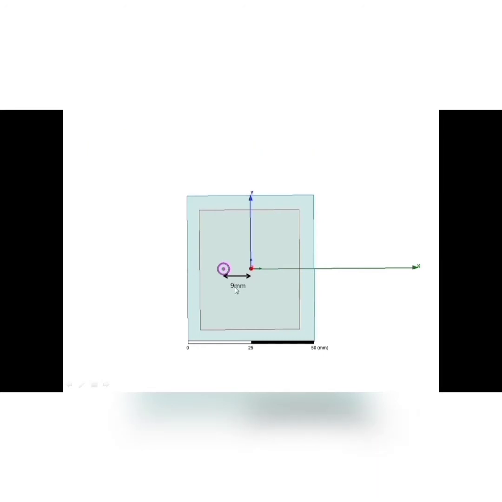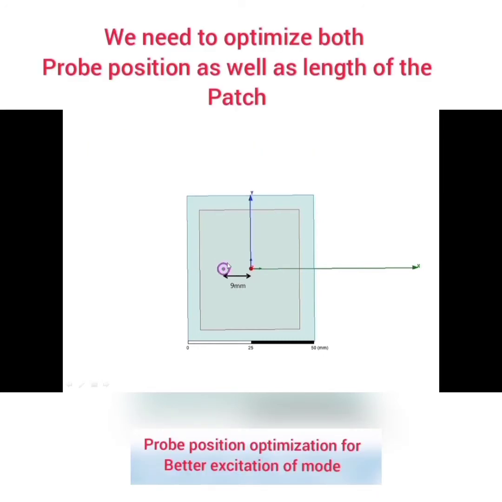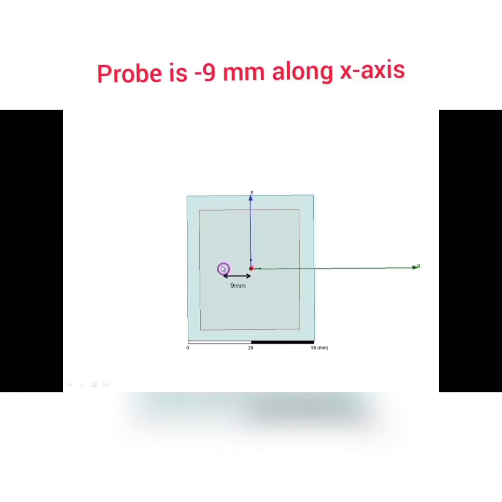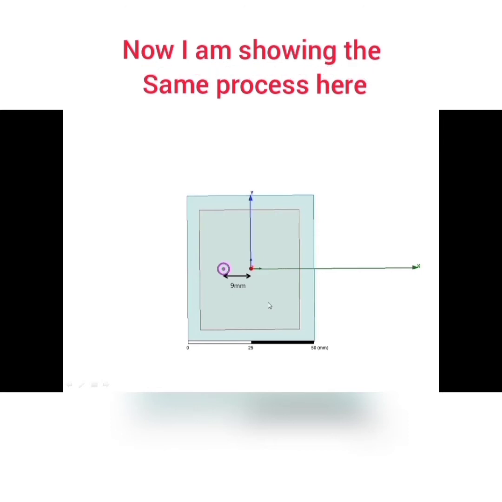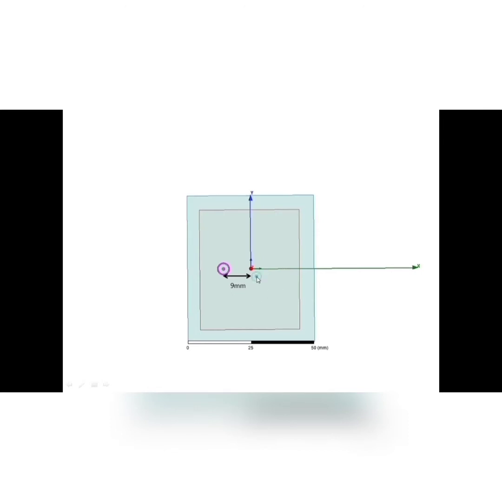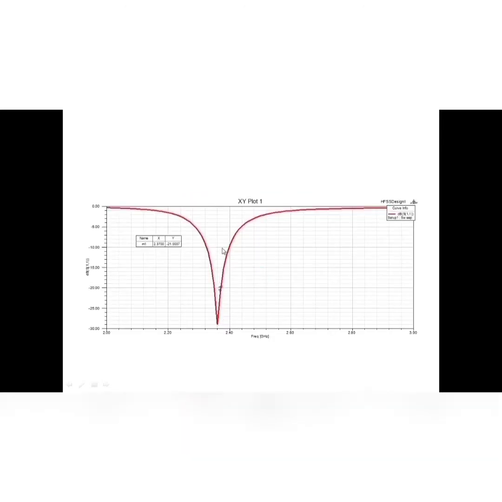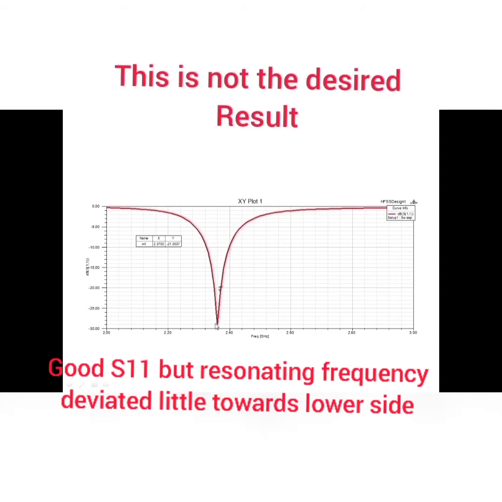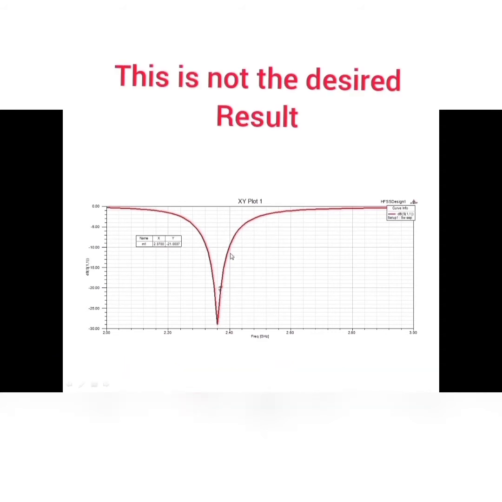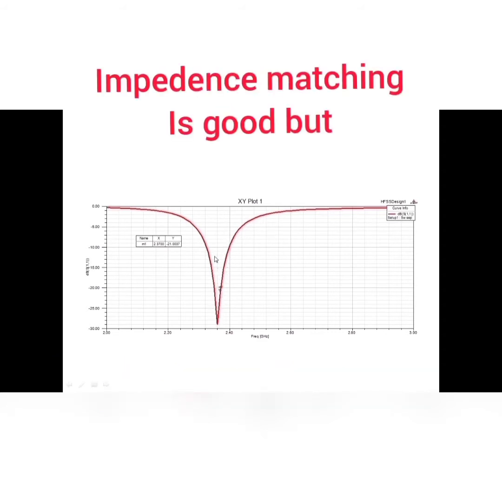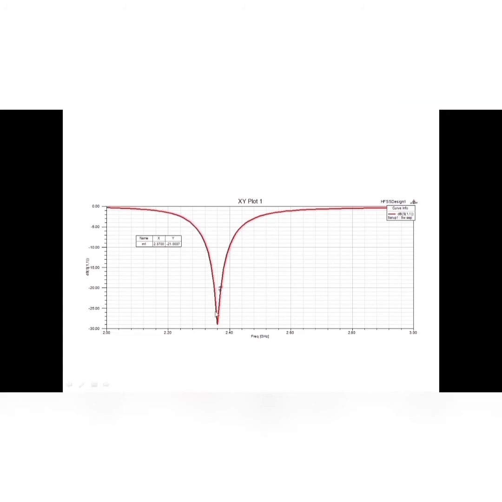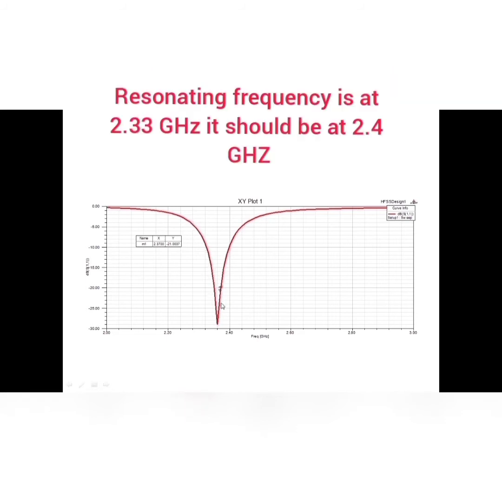I considered the probe position at 9 mm initially, but I got a deviated result. You can see that in these slides also. Just see the result: it is at 2.33, not at 2.4 gigahertz. But we need to have this resonance at 2.4, right? For that, what do we have to do? We have to optimize the probe position.